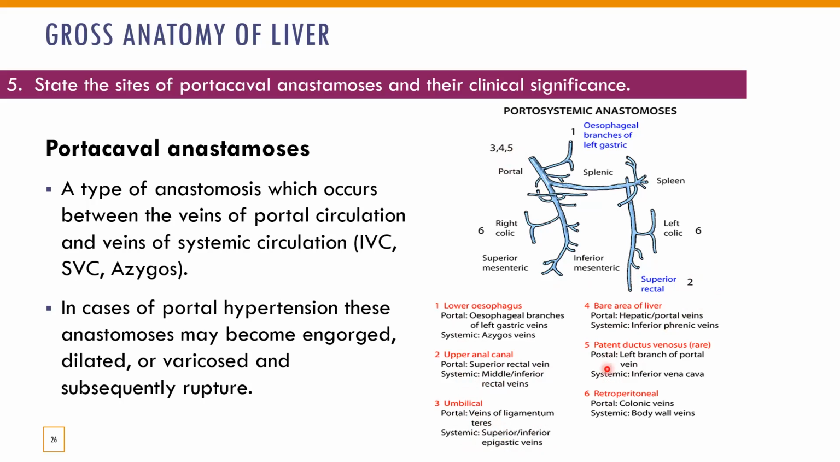And this is quite rare, the patent ductus venosus. It is supposed to be obliterated, but in some cases it is patent, so that the anastomosis is between the left branch of the portal vein and the inferior vena cava. And number 6 is the retroperitoneal, which is between the coronary veins and the body wall veins.